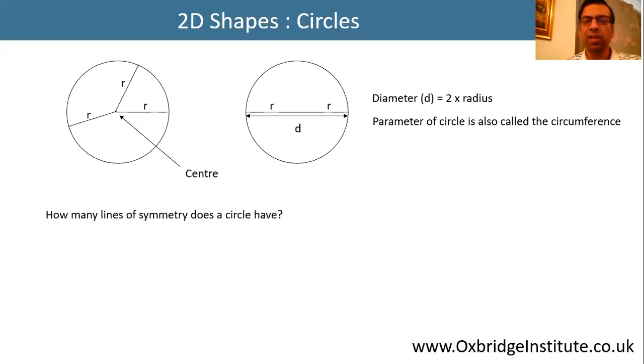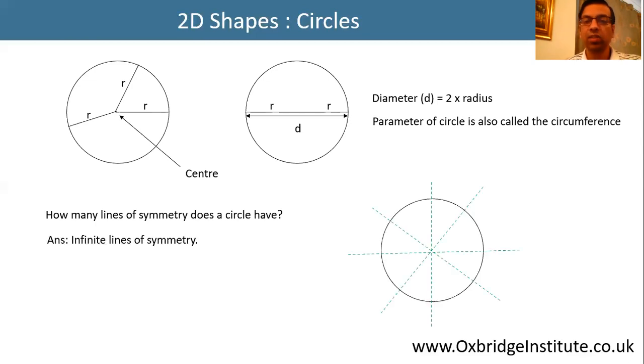Can you tell me how many lines of symmetry does a circle have? Think about it. The answer is infinite lines. So each line which passes through the center is actually a line of symmetry.